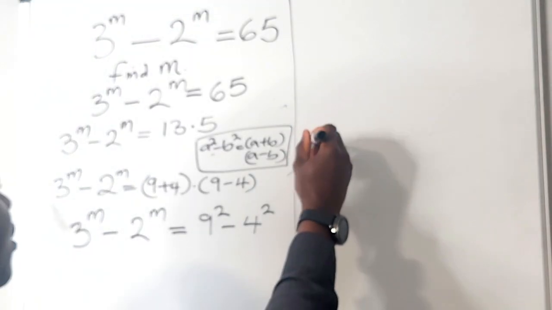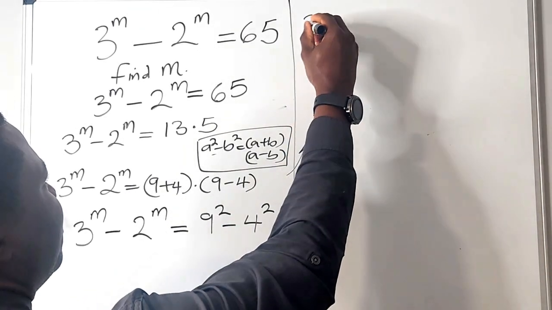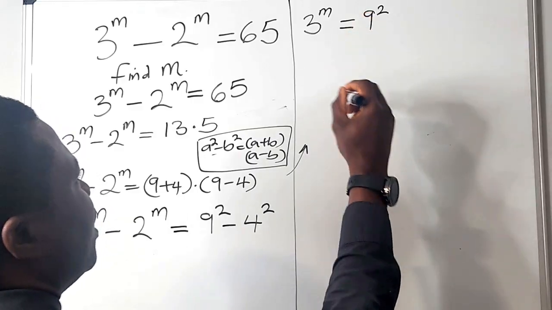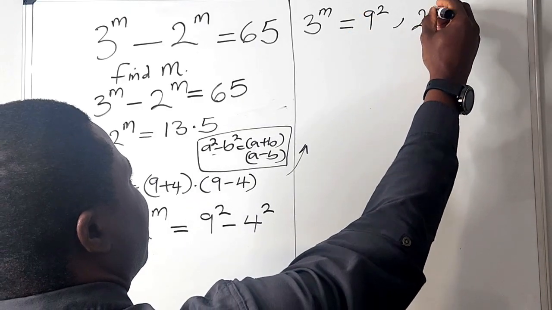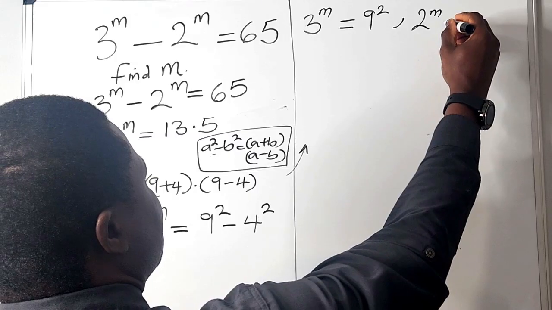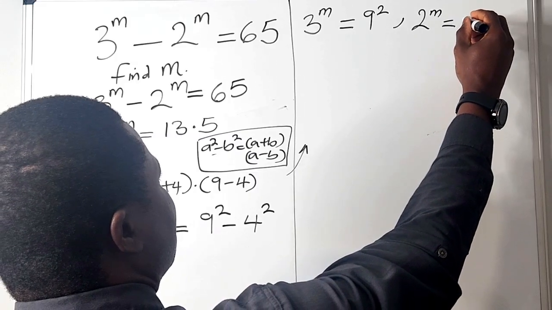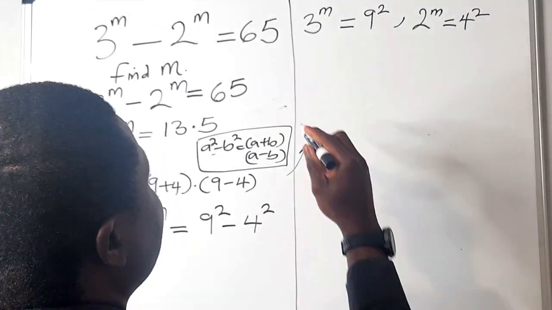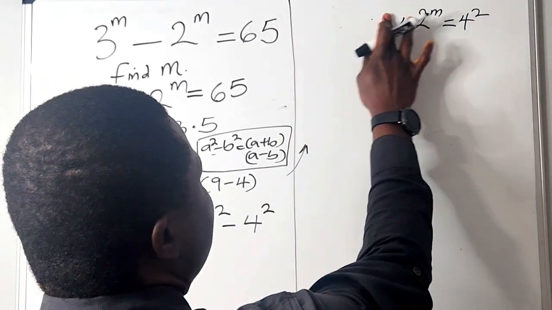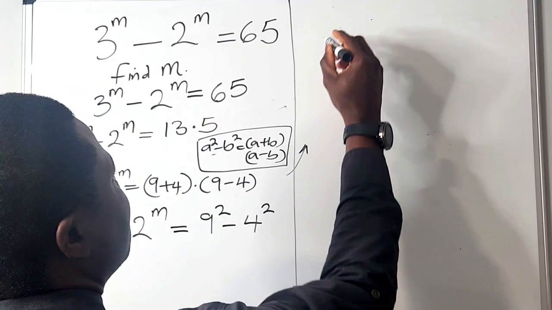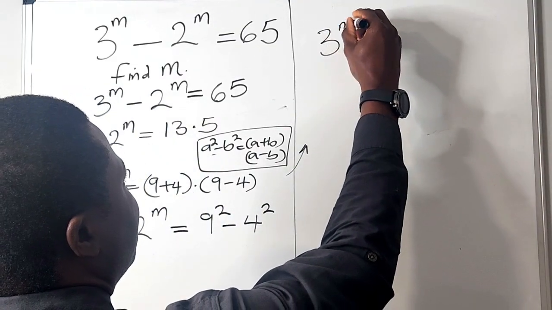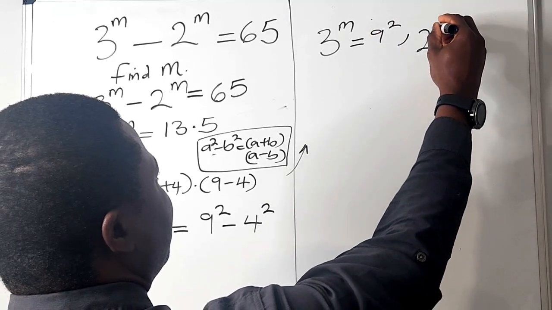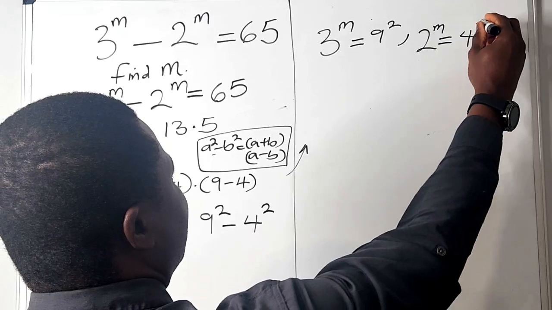So we have that 3^m is equal to 9 squared, and then we have 2^m is equal to 4 squared. Let's make sure that you can actually see this on the screen. So we have 3 raised to the power m is equal to 9 squared, and we have 2 raised to the power m equals 4 squared.